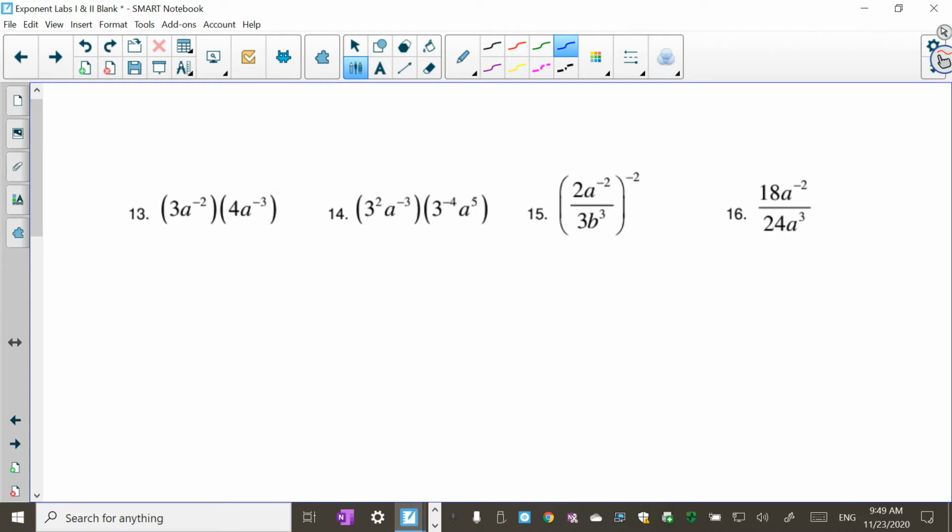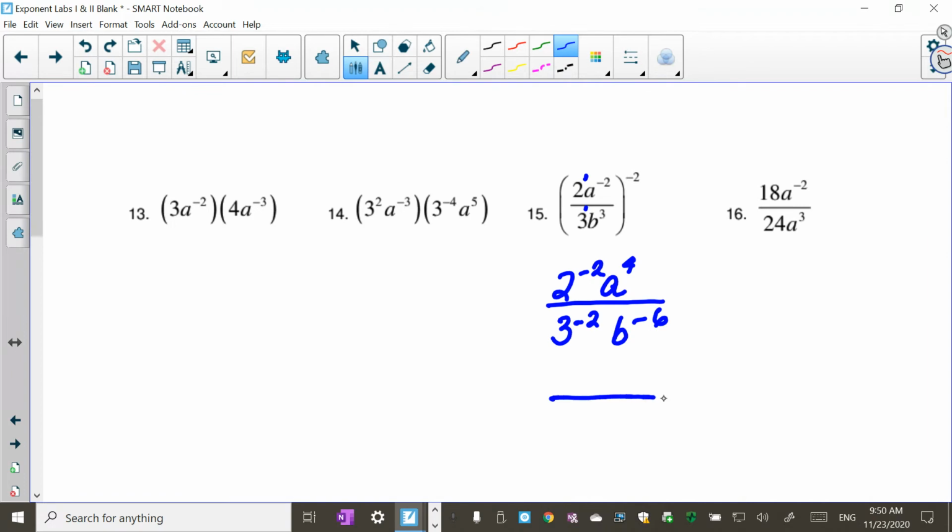15, perfect. Okay, so 15 looks kind of ugly. Mrs. Pond said get rid of the parentheses first. This 2 is raised to the first power. That's raised to the first power. So I'm just going to do power to the power. Or I can flip it. But let's just leave it because a lot of times when people flip it, they're not for sure if they change anything. But you can do that as well. So I have 2 to the -2 because 1 times -2. A to the -2 times -2 is a +4 all over 3. 1 times -2 is -2. B, 3 times -2 is b to the -6.